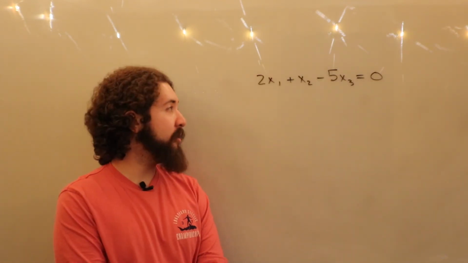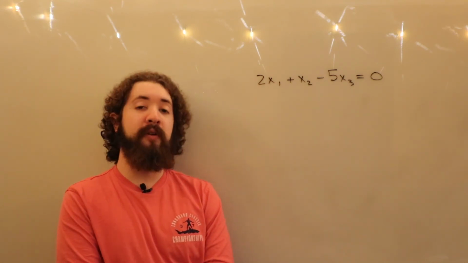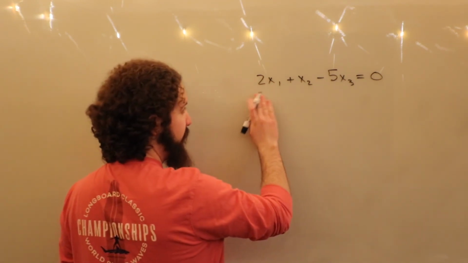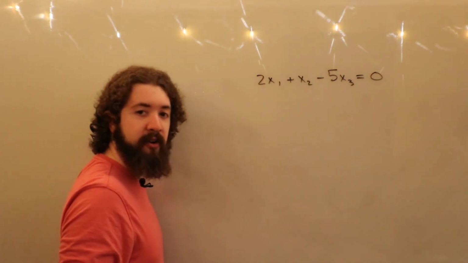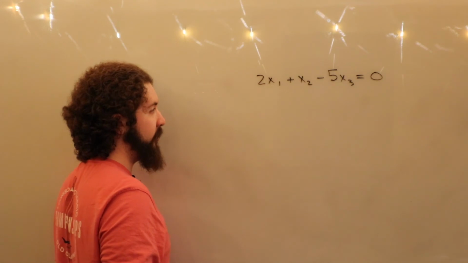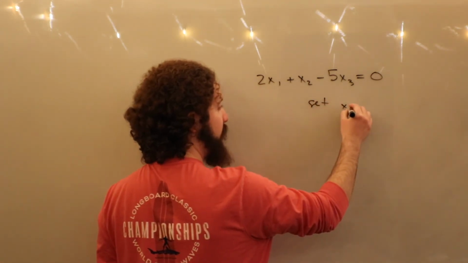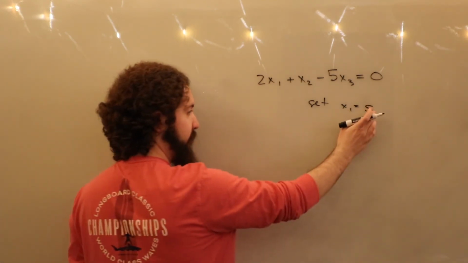Finally, we're going to do another example with the parametric form of the solution set, because this is a topic which is going to recur again and again. So we have 2x1 plus x2 minus 5x3 is equal to 0. This is our linear equation in 3 unknowns. So what I'm going to do here is set x1 equal to a parameter s, which is notably free.